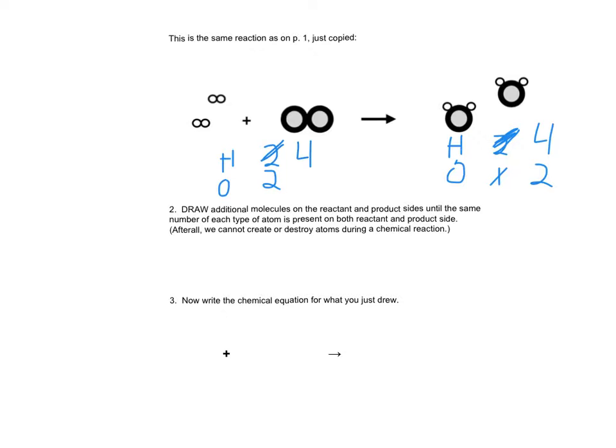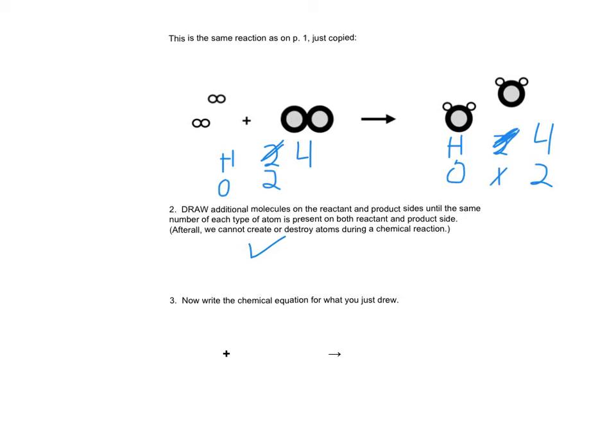So, well, this is fantastic because now my type and number of atoms on the left and the right are the same. So number 2 said, draw additional molecules on the reactant and product sides until the same number of each type of atom is present. After all, we cannot create or destroy atoms, so we've clearly done that. I'll put a check mark there.